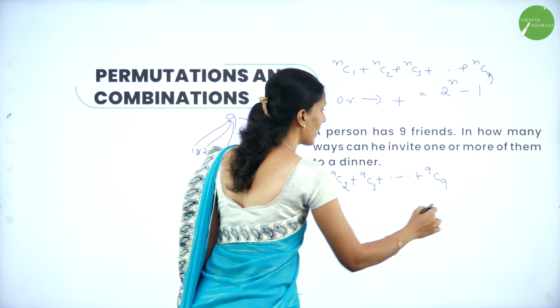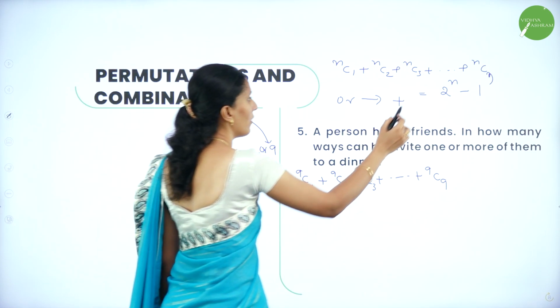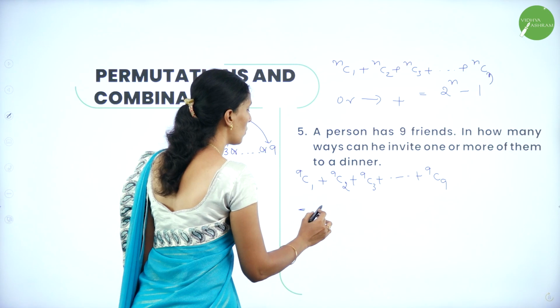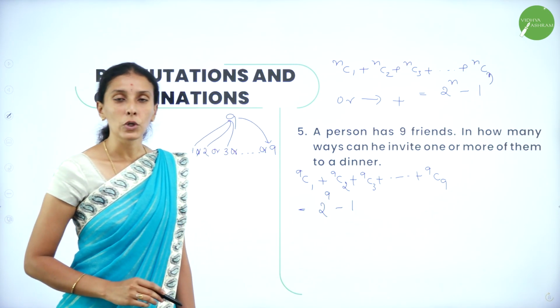So how can I write this? Here in the place of n, we have 9. So therefore, this sum will be equal to 2 power 9 minus 1. What is my 2 power 9?